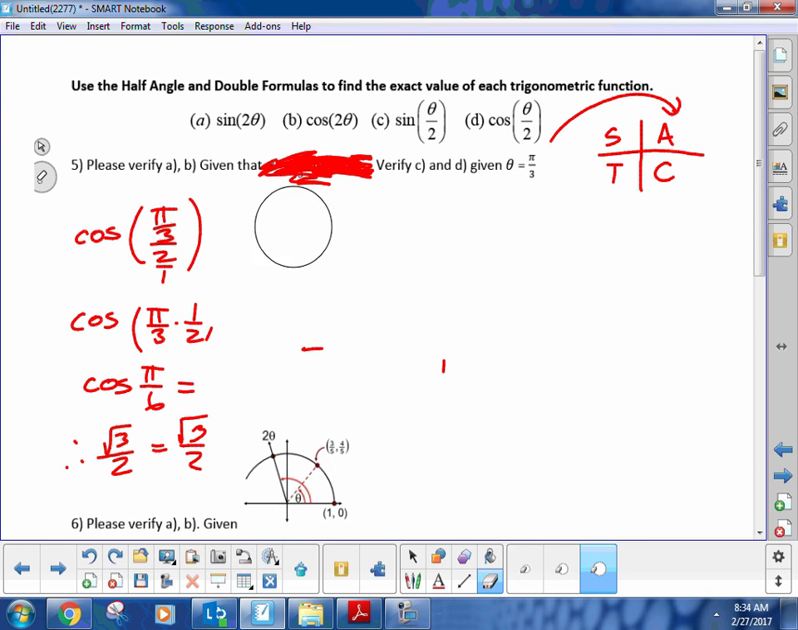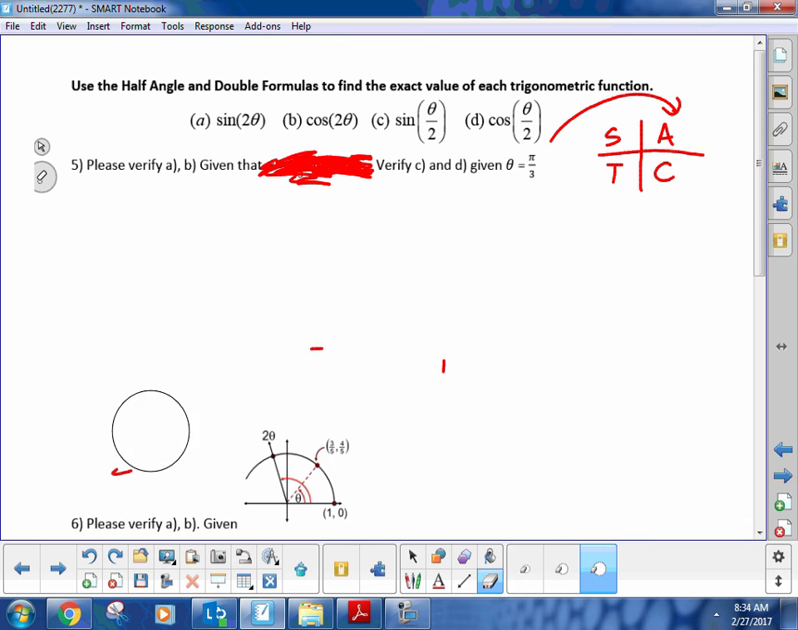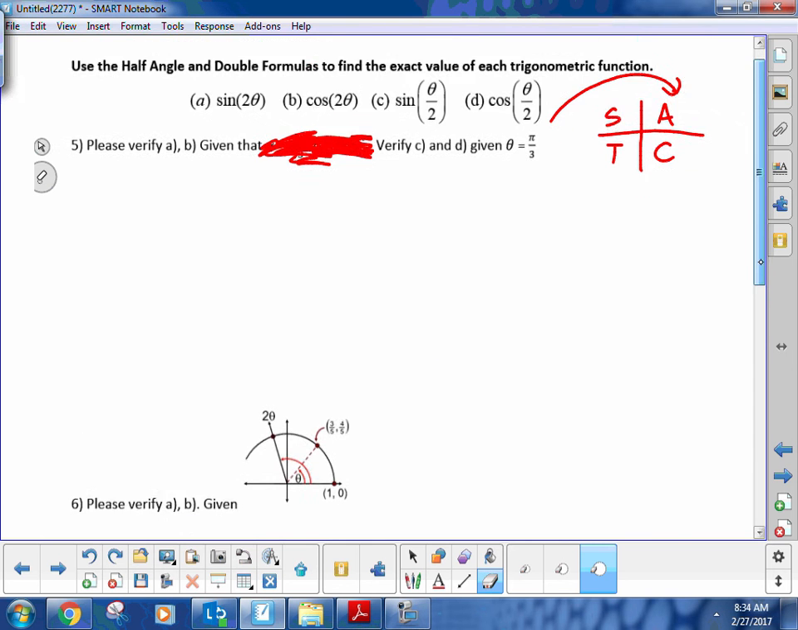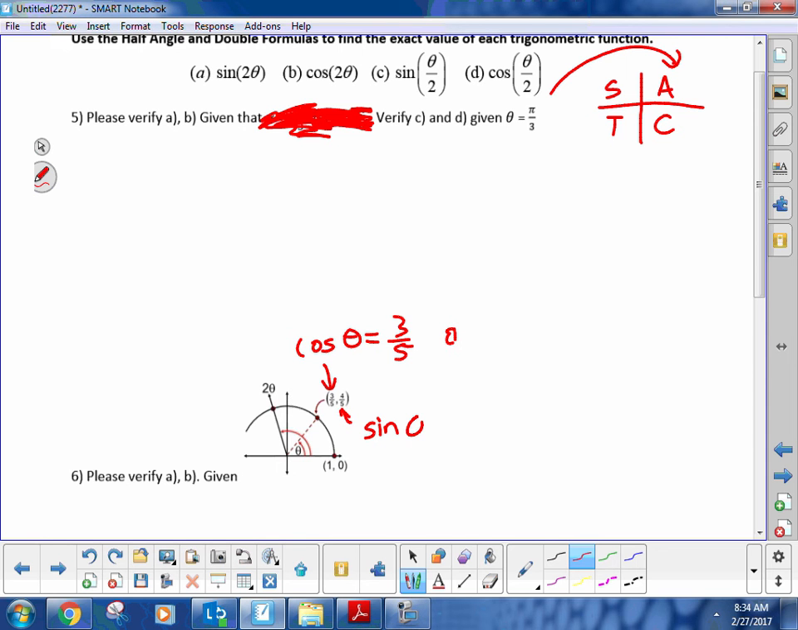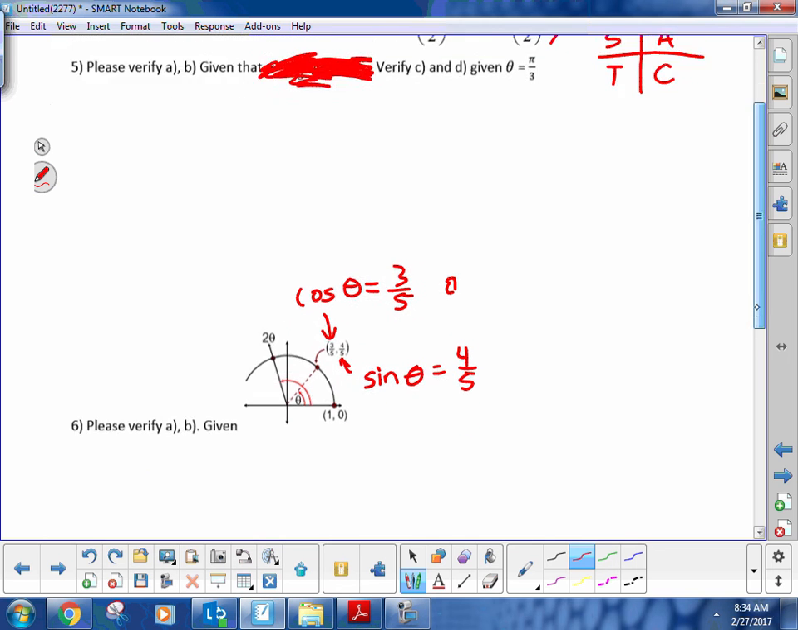Okay, now on the very last one, we're going to be verifying just A and B, so just double angles. Now, the thing that's important to keep in mind about this one, that this right here is the value of cosine. So the cosine of the angle, in this case, is 3/5, and this one is sine. So the sine of the angle is equal to 4/5.